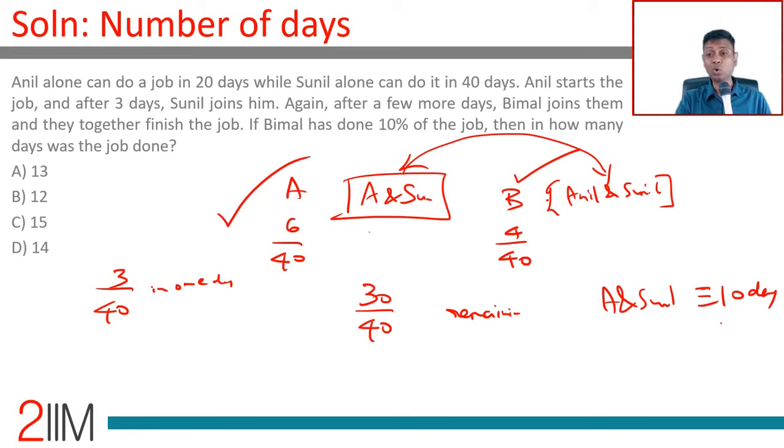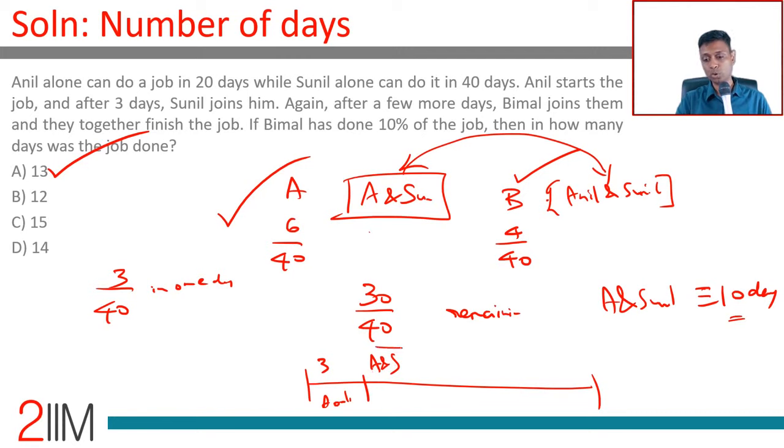So Anil alone works for 3 days. Anil and Sunil together work for 10 days. Within these 10 days, Bimal has come in at some point of time and completed 10% of the task. The total number of days is 13. And so if we look at a 13-day cycle like this, the first 3 days A only. After this, A and S throughout. Somewhere here B also. Remember, when Bimal is working, Anil and Sunil are also working.